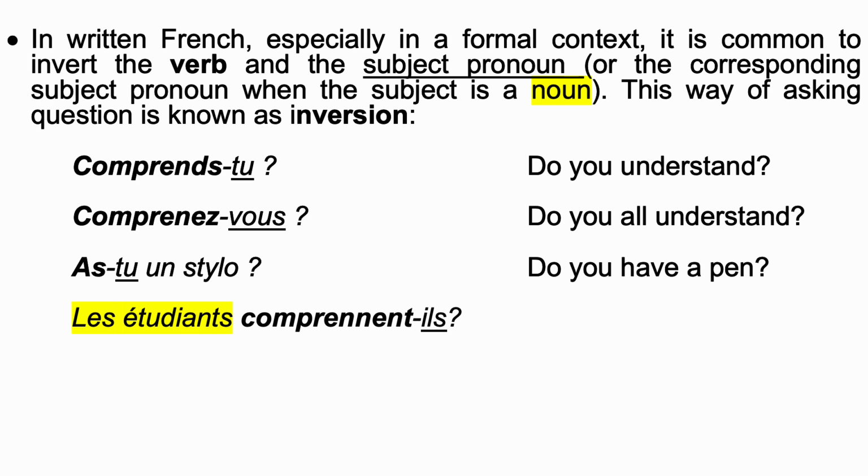So when the subject is a noun, we do not invert the verb with the subject. We use the corresponding subject pronouns. So les étudiants is a masculine plural. You're going to use the equivalent subject pronoun for masculine plural, ils, and you add it after the verb. So repeat after me. Les étudiants comprennent-ils? Do students understand?